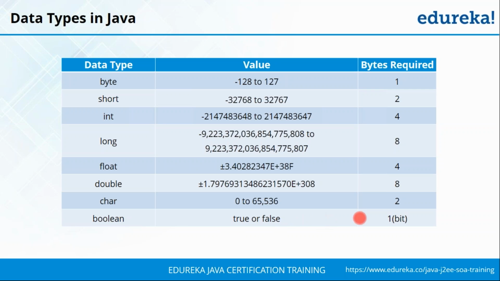Now one thing you need to be aware of is that a boolean just uses 1 bit of memory because it needs to only store true or false, and this can be done using a 0 or 1. Therefore it requires only 1 bit of memory. So are you clear with respect to what each of these data types are used for?